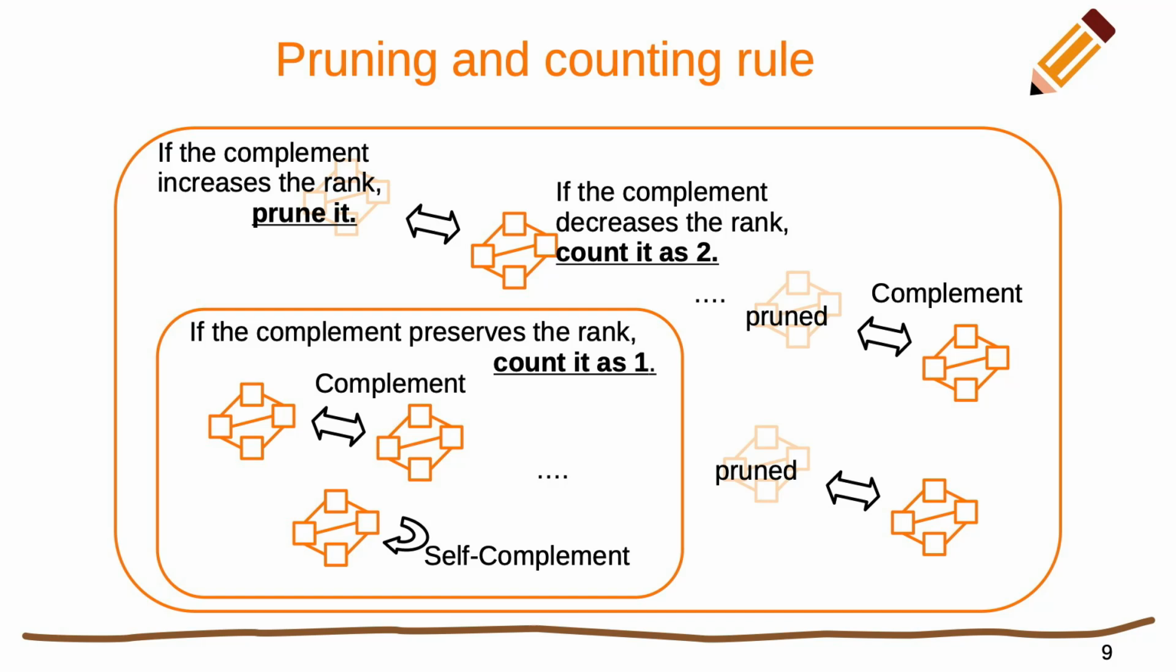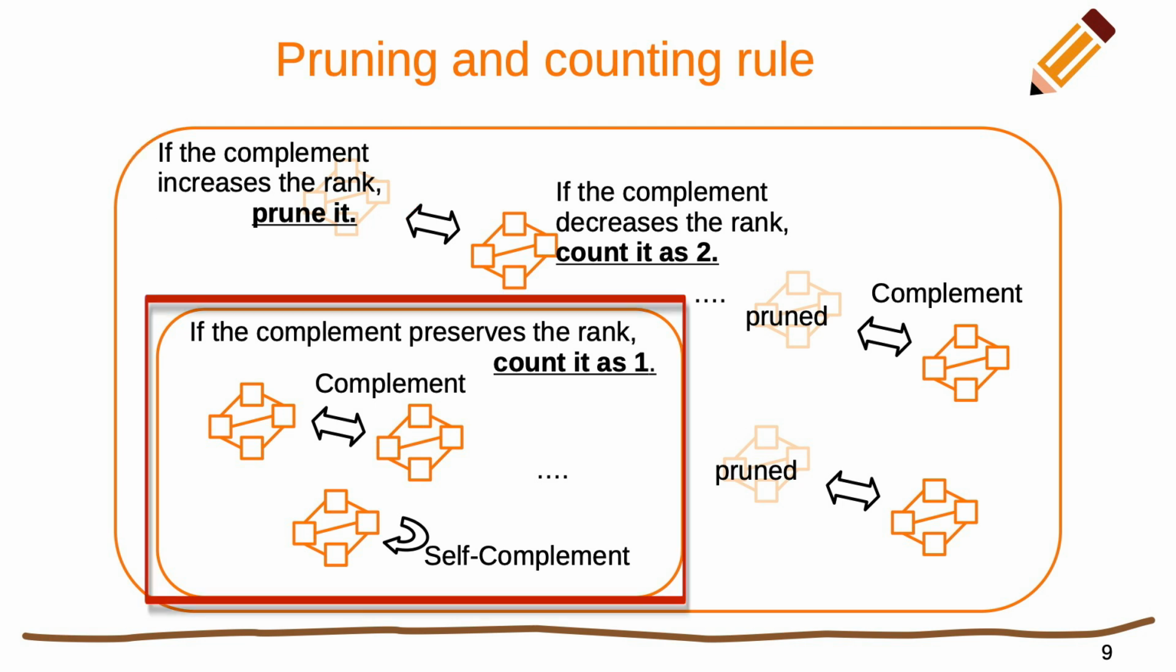The enumeration rule is as follows. If the complement transformation decreases the rank of a magic square, count it as 2. If the transformation increases the rank, omit the case entirely. If the transformation preserves the rank, count it as 1.